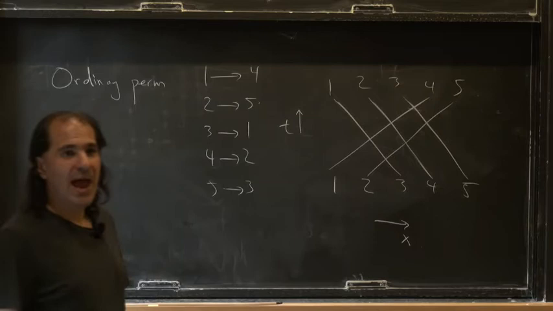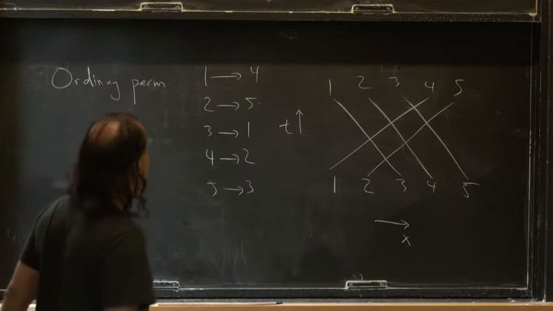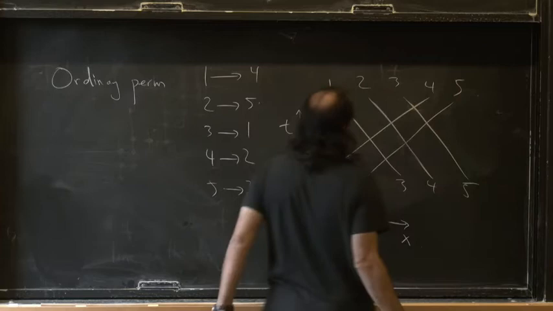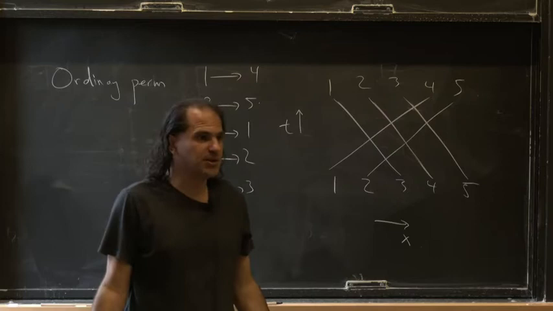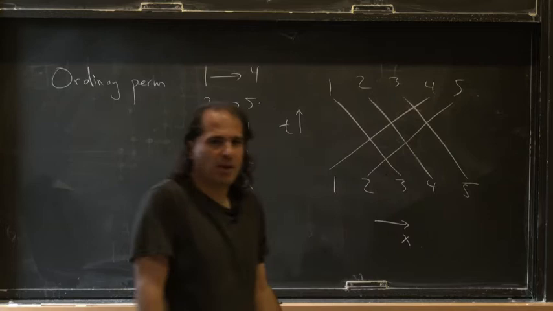And in fact, if I think in terms of time evolution, and I just imagine as I go up in time, which interaction do I see first, that gives me a way of decomposing the permutation into a product of adjacent transpositions. So that's a standard fact. We can break up a permutation into adjacent transpositions. And we can do it in lots and lots of different ways because there's lots of ways of drawing this picture.